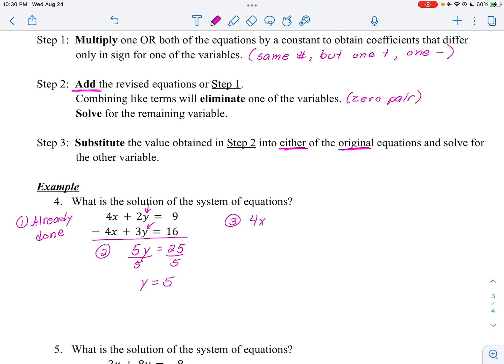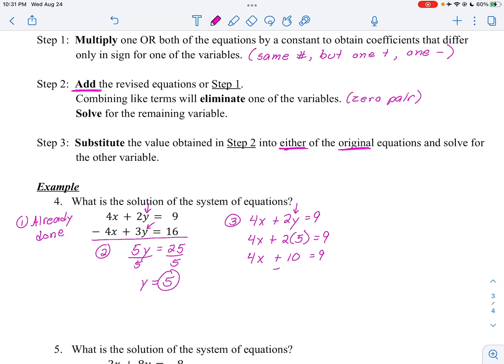So I'm going to take the first equation. So 4x plus 2y equals 9. And I'm going to take my 5, which is y, and I'm going to plug it in there for the y. So that gives me 4x plus 2 times 5, because y is 5, equals 9. Then I can simplify just a little bit. Then that's 4x plus 10 equals 9.